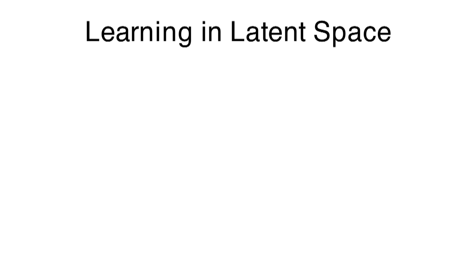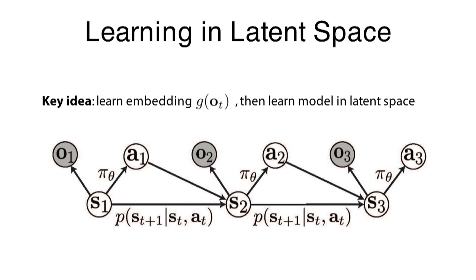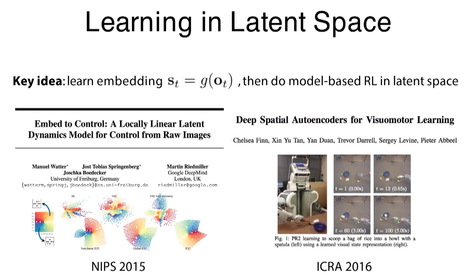Okay, the first thing that I'll cover is learning in latent space. The key idea here is we're going to learn this embedding, G of O, and learn a model in this latent space, and then just apply standard model-based reinforcement learning. Here's the diagram that I showed before. This approach learns a mapping G that maps from O back to S, and then just runs our standard model-based RL in our nice latent space. There are two papers that take this approach that I'll cover. One is embed to control, a paper in NIPS 2015, and one is deep spatial autoencoders, a paper in ICRA 2016.